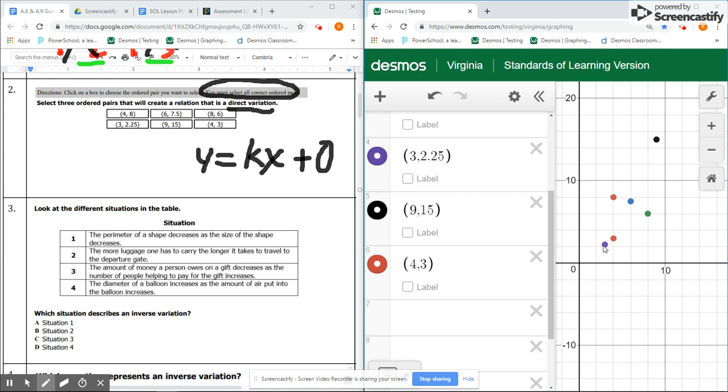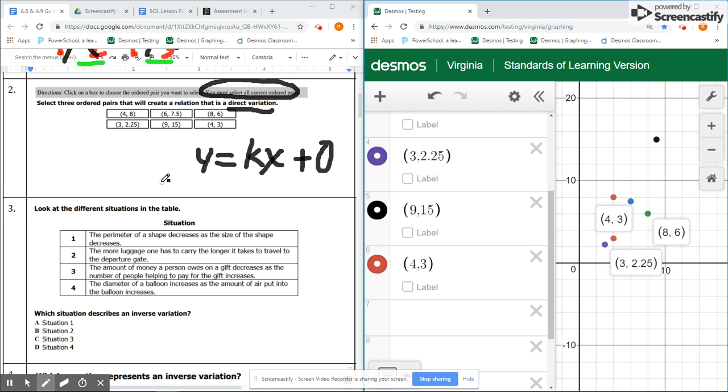All right, so I believe these are going to be the 3 points that give us the direct variation, that line that goes through the origin. None of the other points go through the origin. Okay, so why don't you go ahead and circle these 3 points. These will be the points that go through the origin that have the same slope. So we're going to use those 3 points as our answer here for number 2.